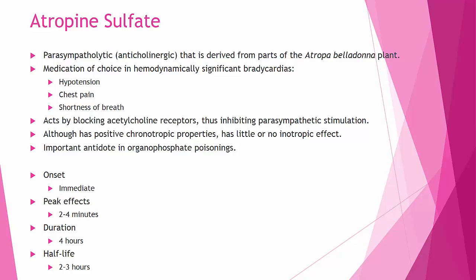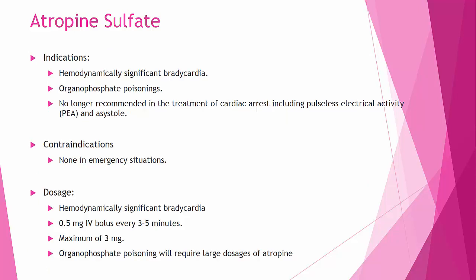So the onset is pretty much immediate. Okay, the IV is there. Your peak effect is a couple of minutes, duration is a couple of hours. So your indications: bradycardia, organophosphate poisonings. It is no longer, for a while it was, but it is no longer recommended in the routine treatment of cardiac arrest for PEA and asystole. It used to be part of the algorithm. It's not. Will it come back? Maybe at some point, but right now it's not.